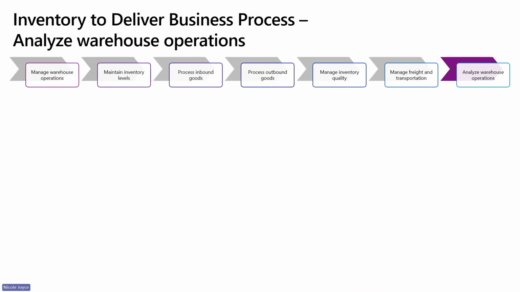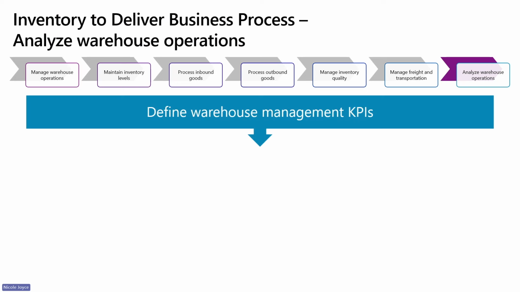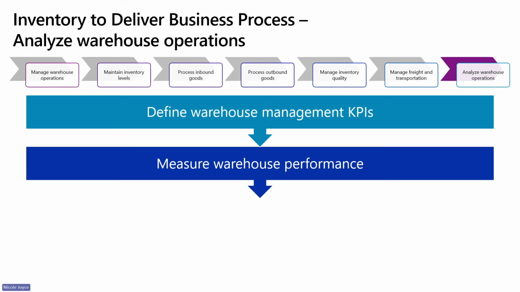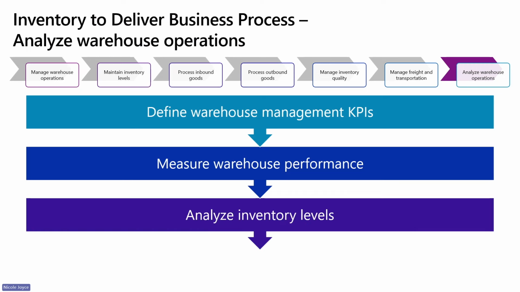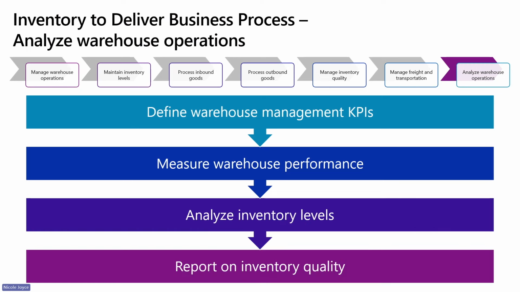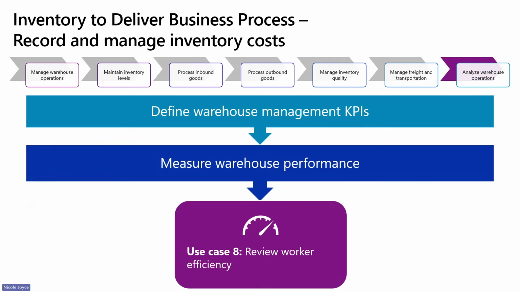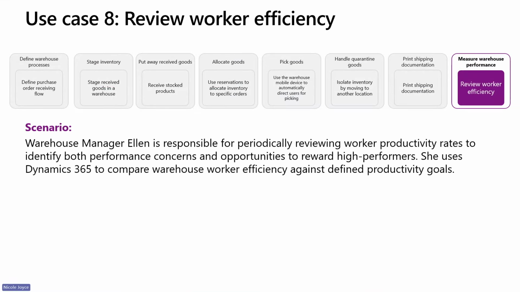Okay, so we've made it to our final business process area, which is analyze warehouse operations. Within this area, the level 3 business processes are define warehouse management KPIs, measure the warehouse performance, analyze our inventory levels, and report on inventory quality. And the level 4 use case we're going to look at here is to review worker efficiency under that measure warehouse performance business process. So let's look at our scenario.